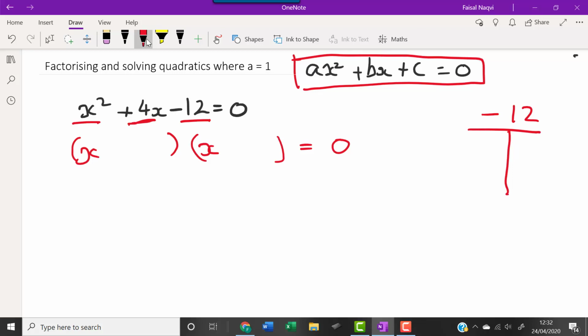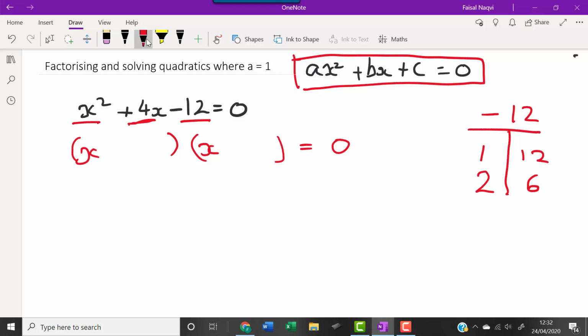So first I'm going to find two numbers that multiply together to give me 12. I've got 1 and 12. Well, 1 times 12 is 12, but I can't add or take away 1 and 12 to give me plus 4. So that's no good to me. I'm going to try the next set of numbers. I've got 2 and 6. 2 and 6 gives me 12. But can I do anything with 2 and 6 to get plus 4?